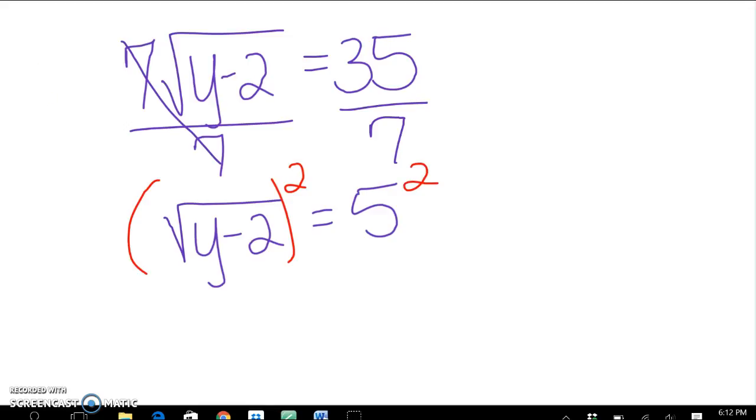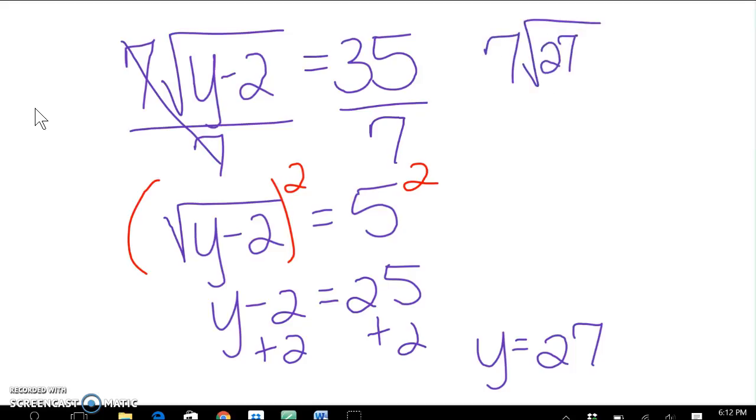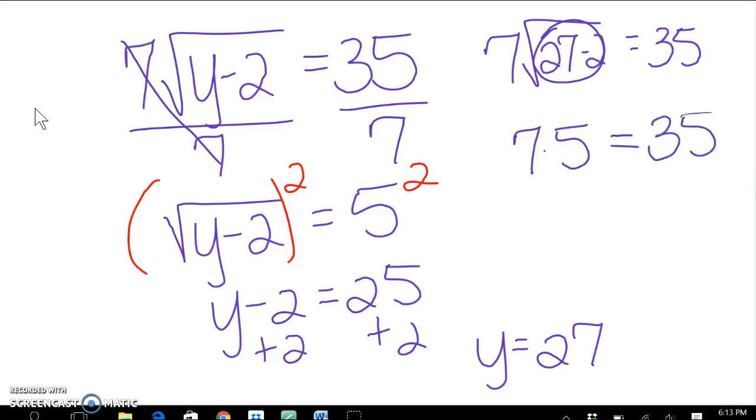Square both sides. So on the left side, we're left with y minus 2 without the radical. Right side, we're left with 25. Now isolate the letter. So add 2 to both sides. Y equals 27. If I plug 27 back in, because I still have to do step 4, if I plug 27 back into the original equation, I have this. 27 minus 2 is 25. Radical 25 is 5. So this really says 7 times 5, which does equal 35. So you're definitely allowed to use mental math. Just please be careful.